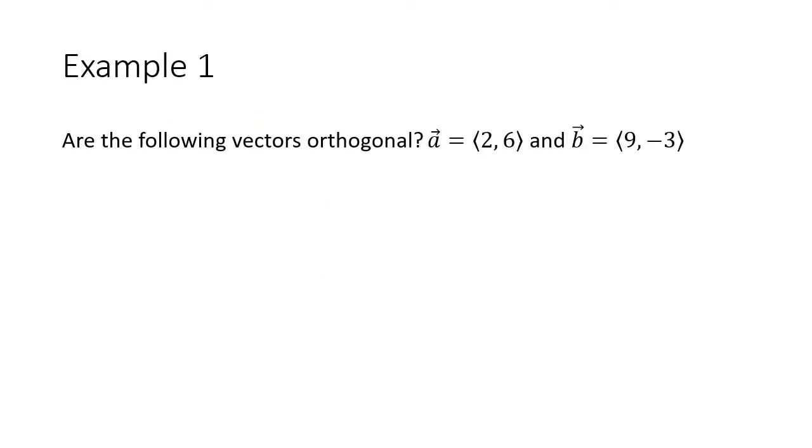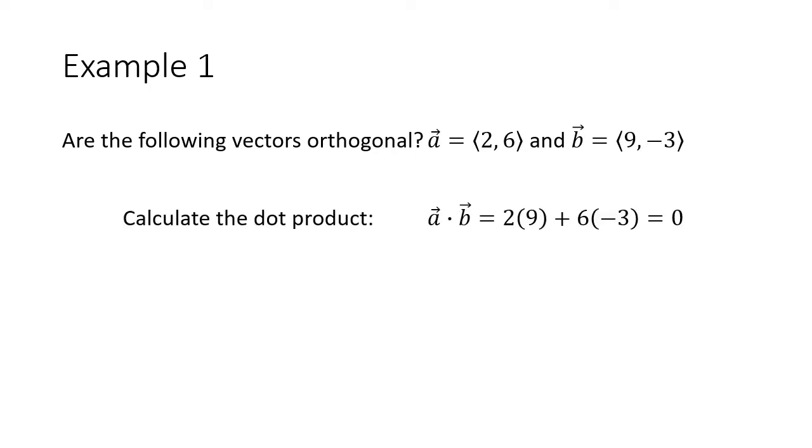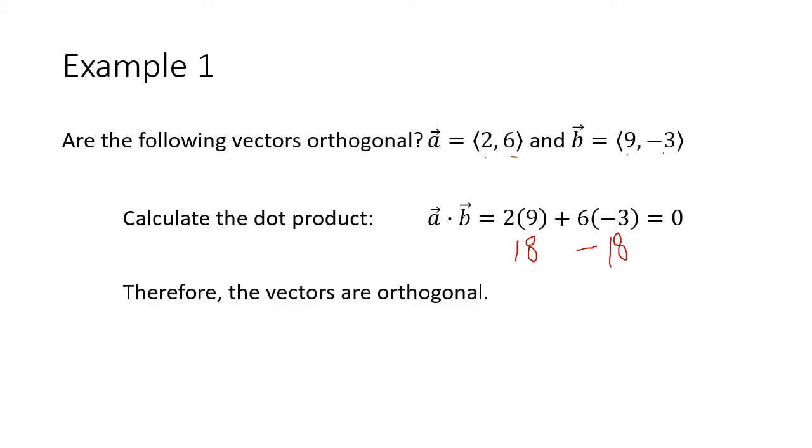Our first example is just asking the question, are two vectors going to be orthogonal? All you need to do is calculate their dot product. So multiply their corresponding components. So 2 times 9, which is going to be 18. 6 times -3, which is negative 18. And what's 18 minus 18? It's 0. Therefore, the vectors must be orthogonal. Done.